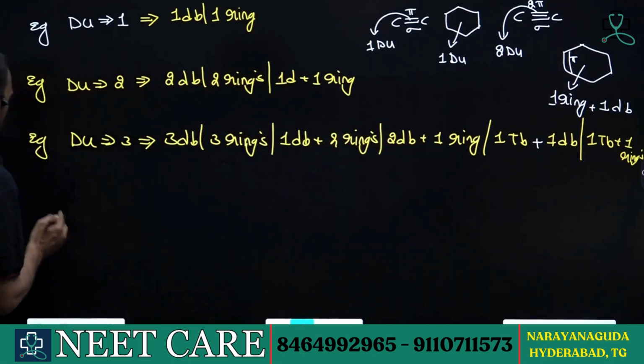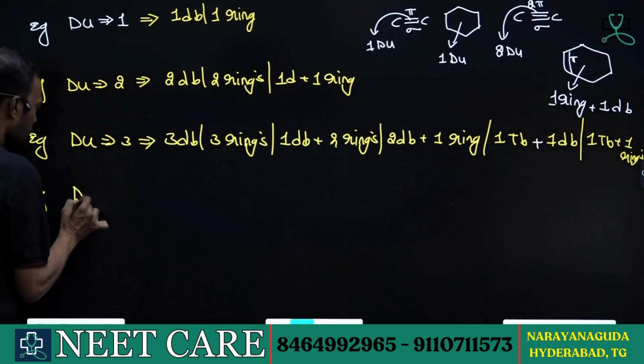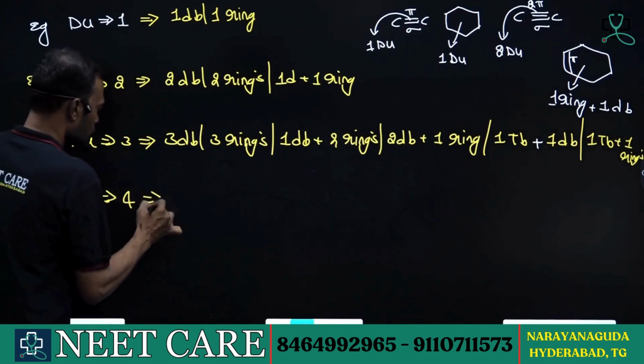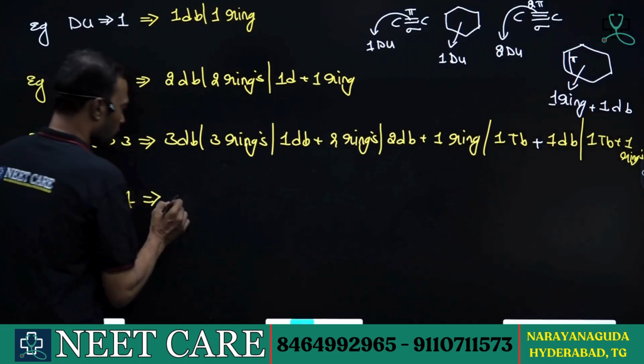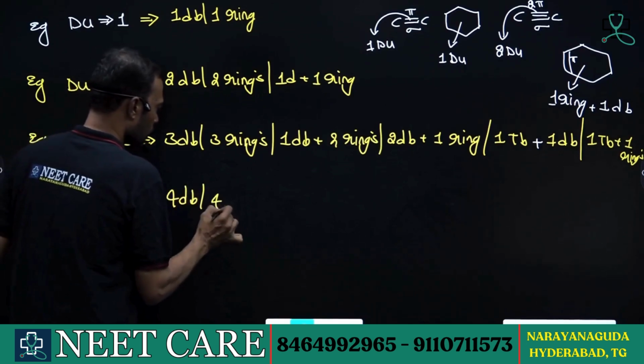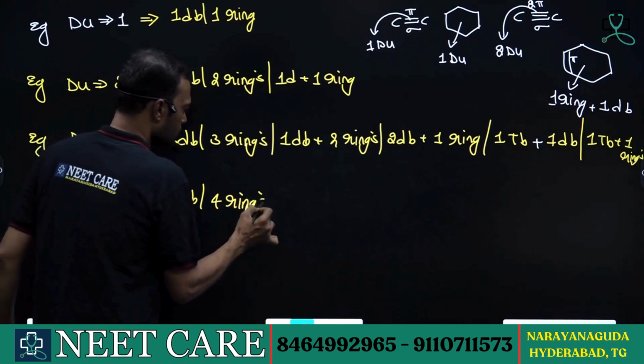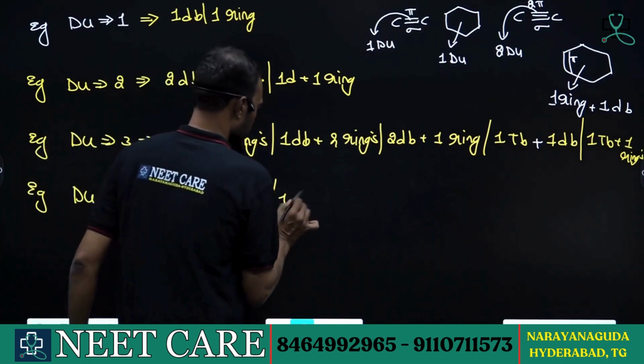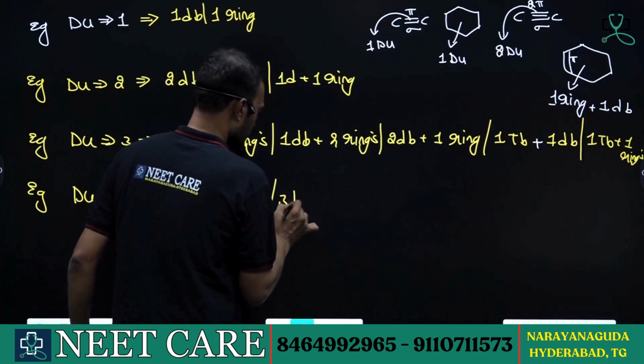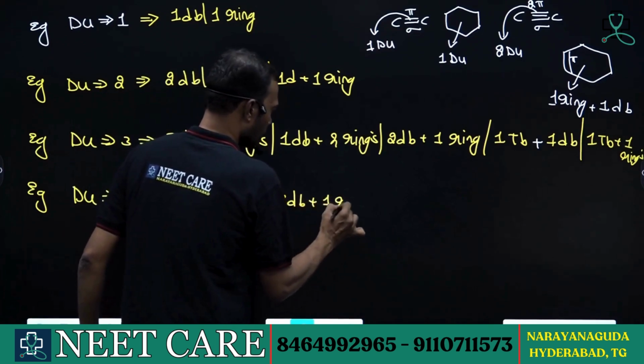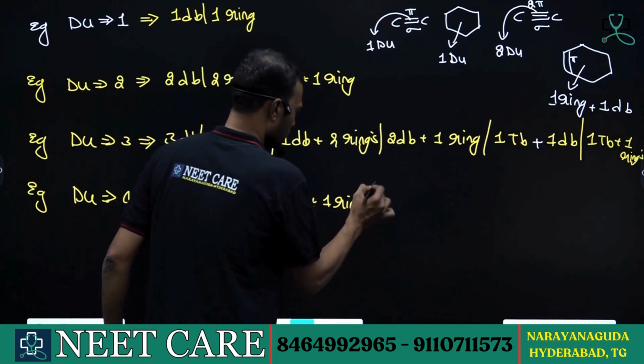Now suppose I give one example with respect to 4 DU. This is DU 4. Now what does it mean? You may expect 4 double bonds, 4 rings, then see, 3 double bonds plus 1 ring. Many possibilities you can expect.